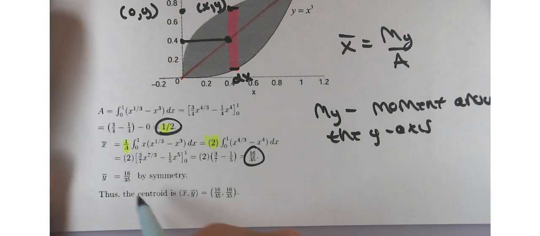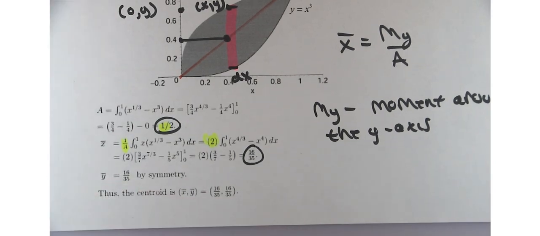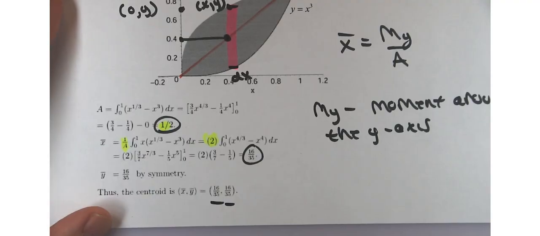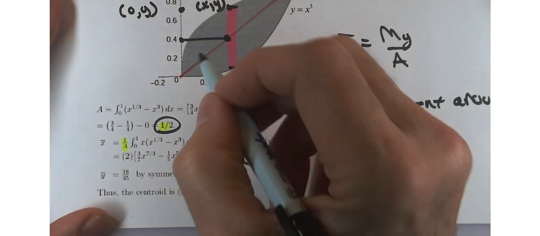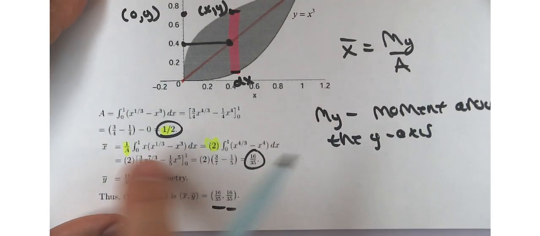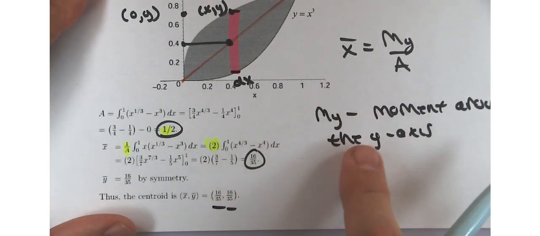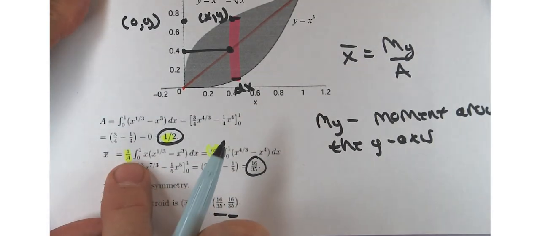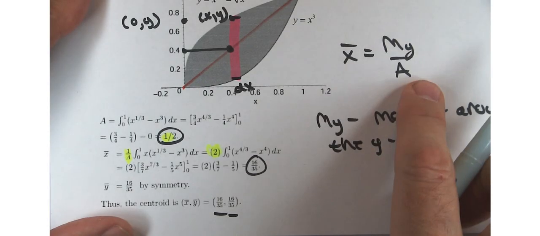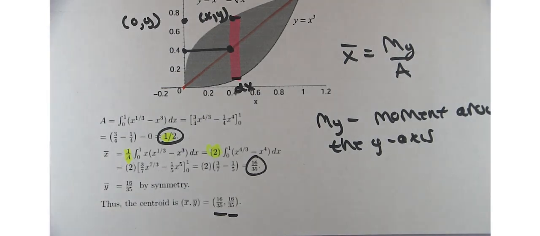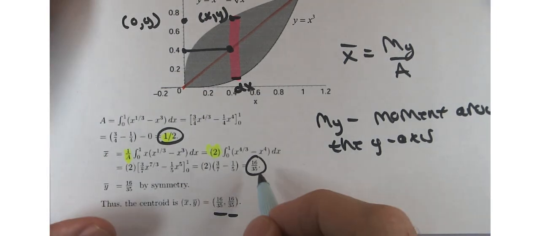16 over 35 would be your y bar as well because of the symmetry. So we end up with a kind of strange looking point, but it is going to be right on this center axis here. Now we've taken care of two things at once. I usually separate these in my calculations. We did M sub y divided by A right here. So if you're wondering, don't we need to divide here? We kind of did that part here. It's a little different than the way I do it, but it's still going to give you the right answer.